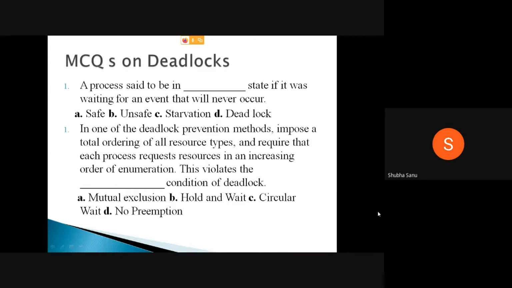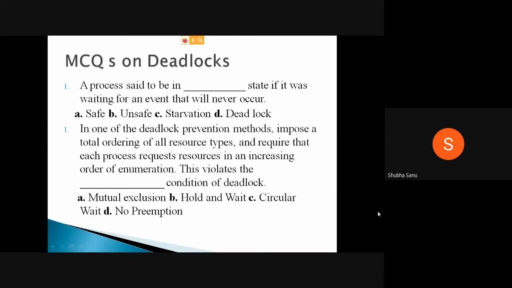Right? That means a process is waiting for an event. For example, a process wants to use some resource. It will not get that resource at all. Then this condition is called what? There are four options here: safe, unsafe, starvation, and deadlock. So the answer is D, that is deadlock. That means a process is waiting for an event and that will never occur. And this condition we call it as deadlock.